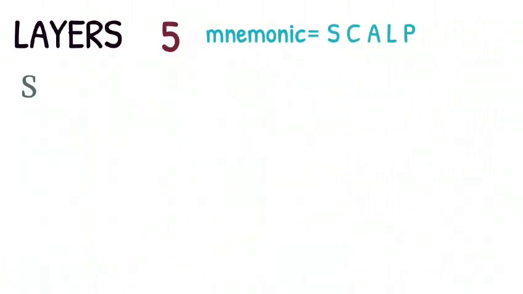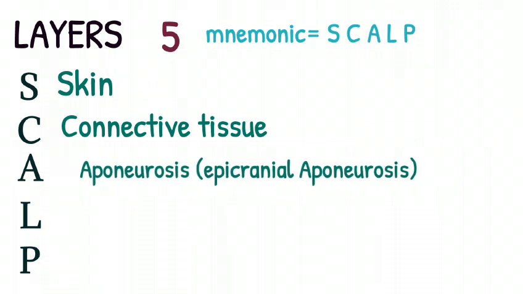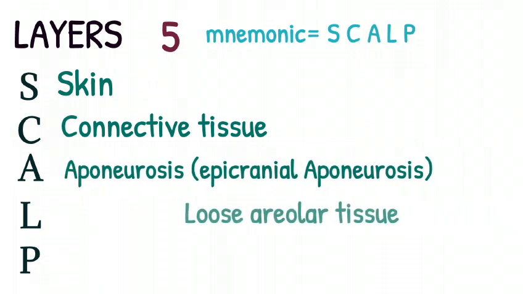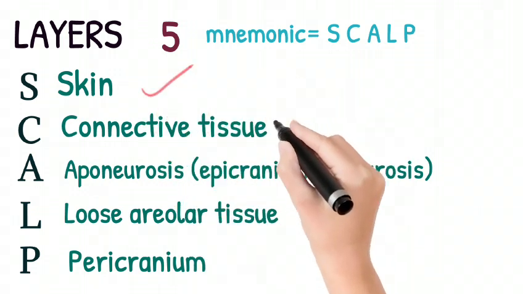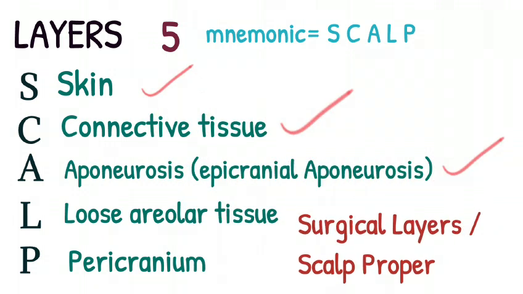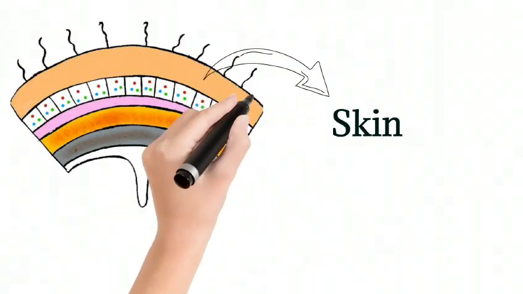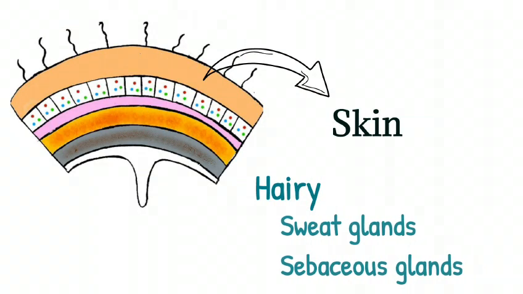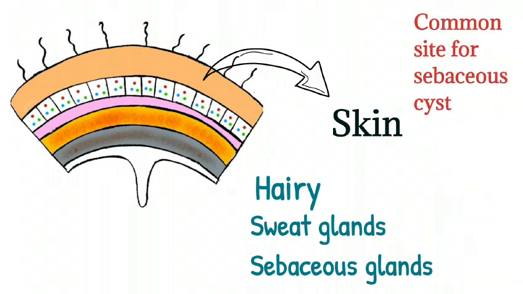Layers of the scalp. The outermost layer is the skin, then connective tissue, epicranial aponeurosis, loose areolar tissue, and pericranium. The first three layers of the scalp are called the surgical layers or the scalp proper. The skin is hairy and contains sweat glands and sebaceous glands. Skin is the common site for sebaceous cyst.